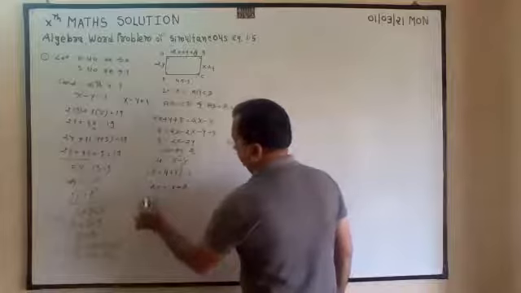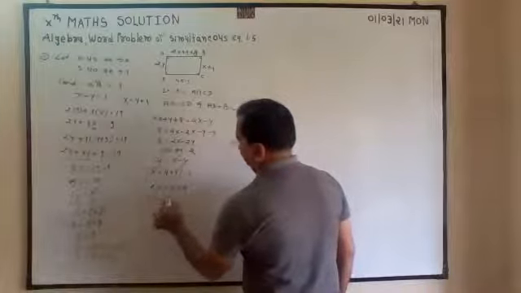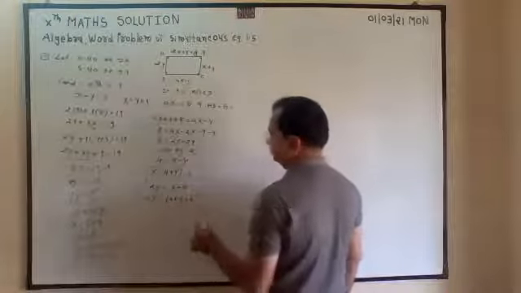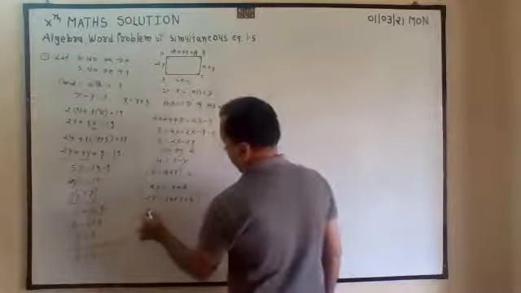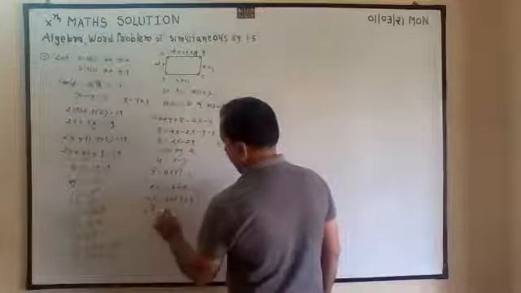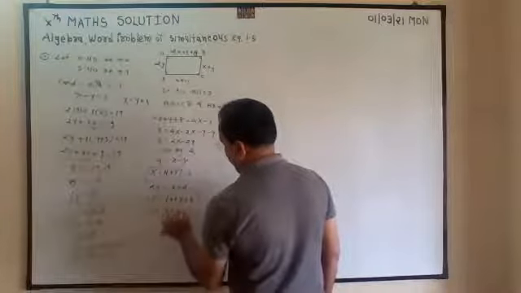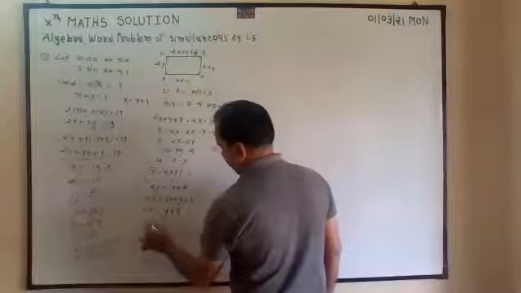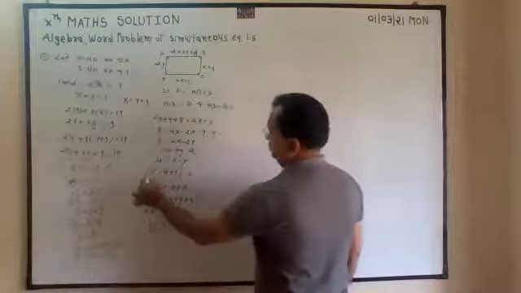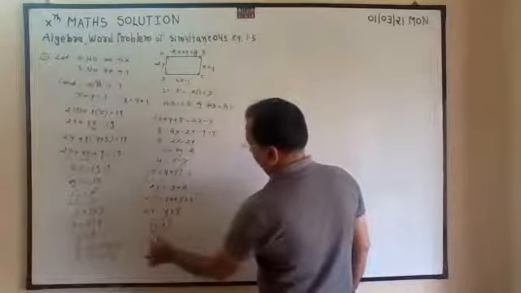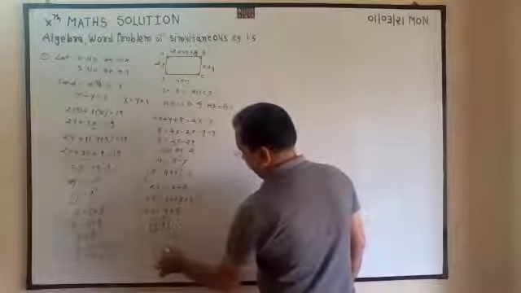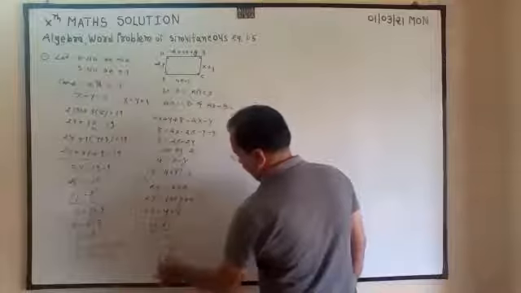So substitute x is equal to 4 plus y. 2y is equal to y plus 8. y less, so y is equal to 8. Substitute in this, x is equal to 4 plus y. x is equal to 4 plus 8, which is 12.